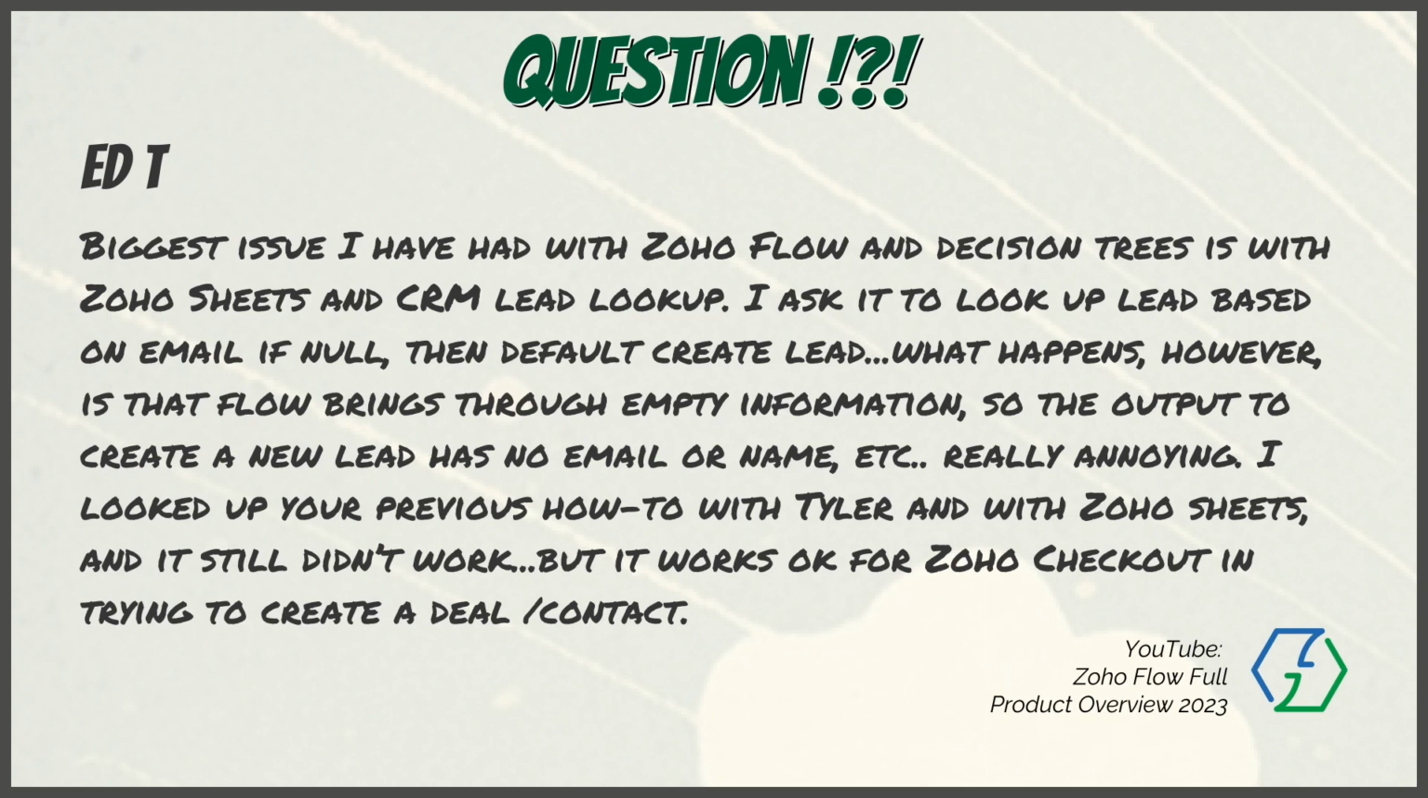This also comes from our Zoho Flow tutorial. Ed T asks, "The biggest issue I have had with Zoho Flow and decision trees is with Zoho Sheets and the CRM lead lookup. I ask it to look up a lead based on email. If null, then by default, create the lead. What happens, however, is that Flow brings through empty information, so the output to create a new lead has no email or name. Really annoying. I looked up your previous how-to with Tyler and with Zoho Sheets, and it still didn't work. But it works okay for Zoho Checkout in trying to create a deal or contact."